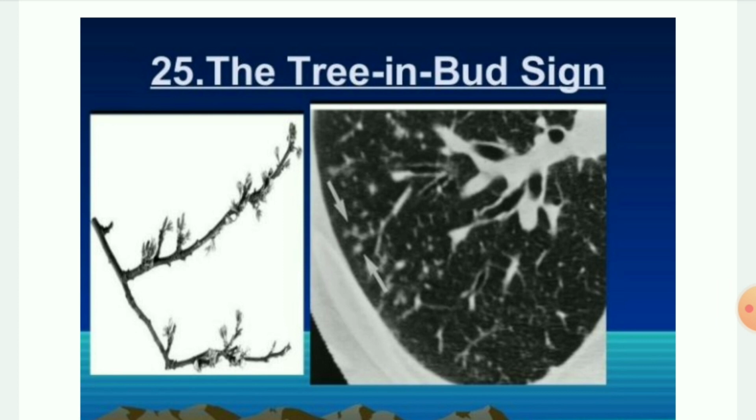tree in bud. The tree in bud pattern represents bronchiolar luminal impaction with mucus, pus, or fluid, which demarcates the normally invisible branching course of the peripheral airways. The tree in bud sign has primarily been used as a descriptive term for abnormalities found on CT scans of the lung in patients with endobronchial spread of Mycobacterium tuberculosis.